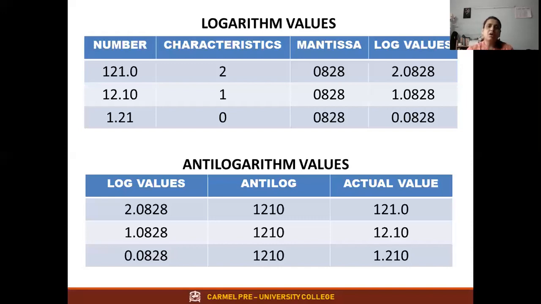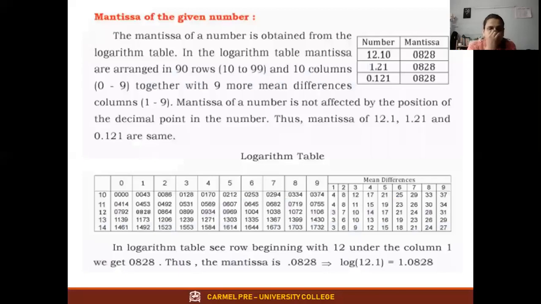So what is log 100? How do you find it? You search 10 and 0. What is the Mantissa? 0, 0, 0. But 100 has how many digits? 3 digits, so 3 minus 1, and 2.000 is your answer. Log 100 is 2. What is log 1000?